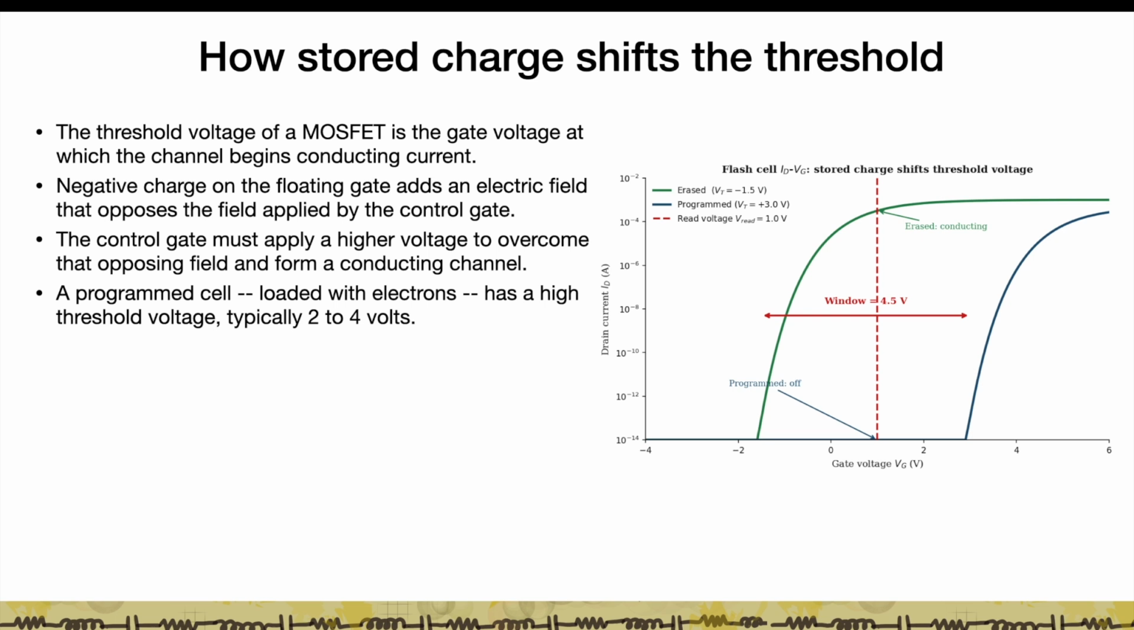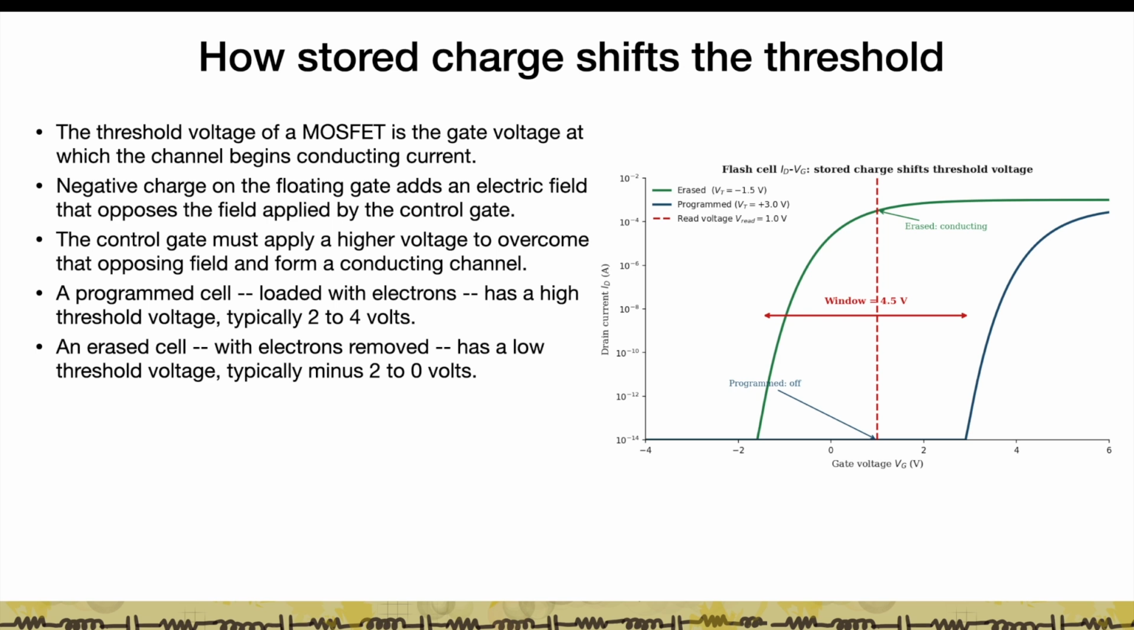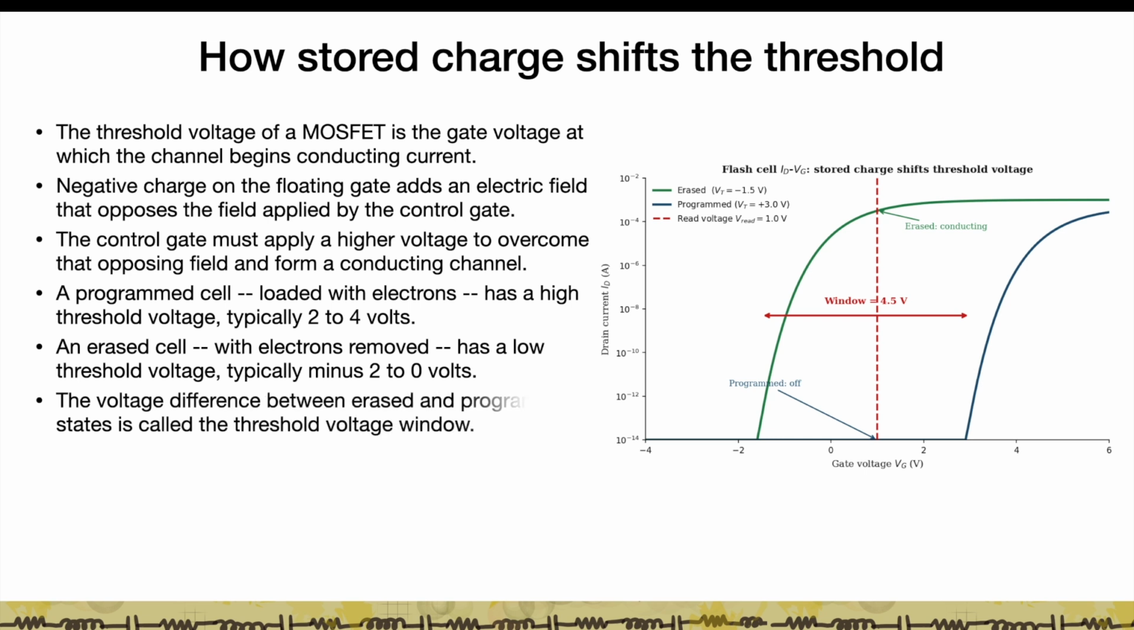Now, the figure shows the drain current versus gate voltage for the same flash cell in two states. The green curve is the erased state, no stored charge, threshold voltage at around minus 1.5 volts. The navy curve is the programmed state, electrons stored on the floating gate, threshold voltage shifted up to around 3 volts. It's the same physical cell, same oxide, same everything, except the charge on the floating gate.